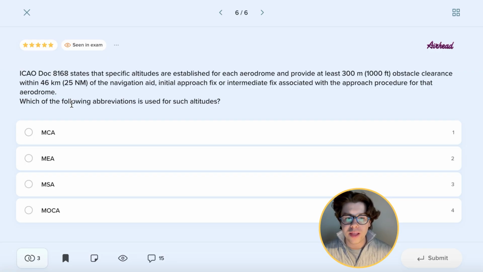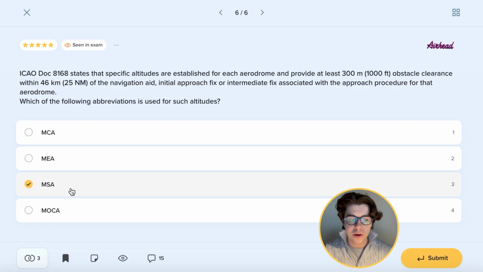So the ICAO Doc 8168, which is also an IFR Bible, states that the specific altitudes are established for each aerodrome and provide at least 1,000 feet obstacle clearance within 25 nautical miles of the navigation aid or other fixed, intermediate, or initial associated with the approach. Which of the following abbreviations is used for such altitudes? Of course, this will be our minimum sector altitude, or the MSA.